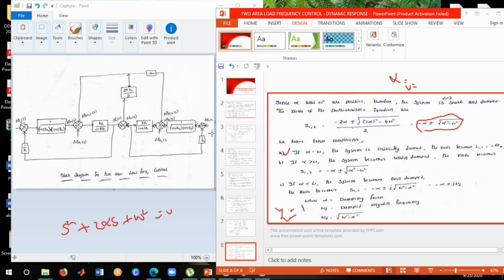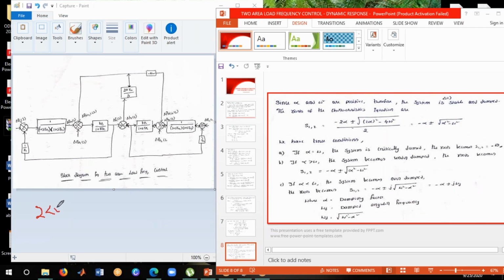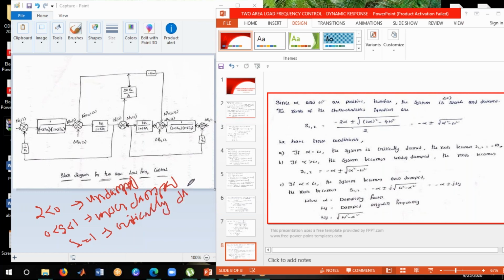I will tell you the conditions. Tell me the conditions. When zeta value is less than 0, it is called undamped. When zeta lies between 0 and 1, it is called underdamped. When zeta is equal to 1, it is called critically damped. When zeta is greater than 1, it is called... what do we call it when zeta is greater than 1?